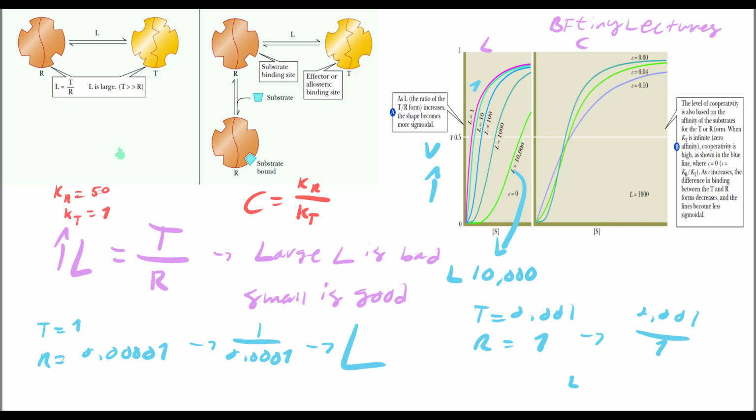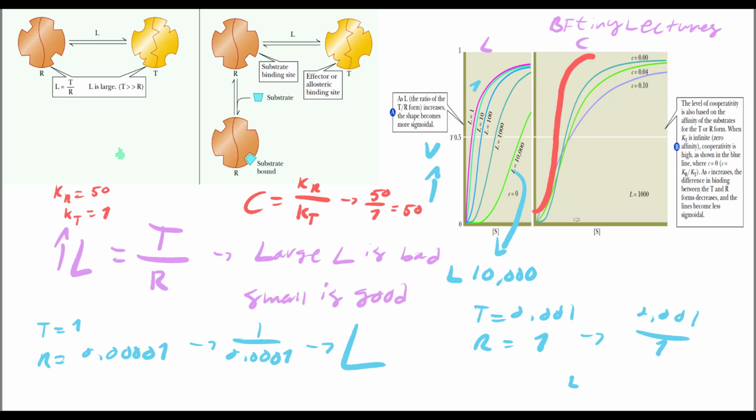So 50 is a pretty good number. That means that the enzyme wants to go with the substrate whenever it's relaxed. And then a Kt of 1 is pretty good too, because the enzyme doesn't really want to be with the substrate whenever it's tight. So let's put that in here. We have 50 divided by 1, which is going to be 50. Okay, so C would equal 50, and you would have something like this. And the velocity is going to go really, really fast.